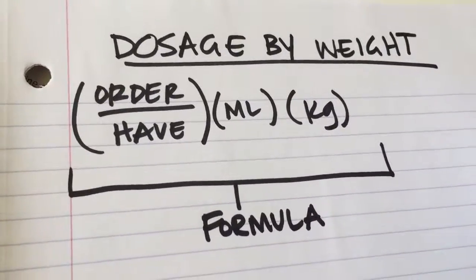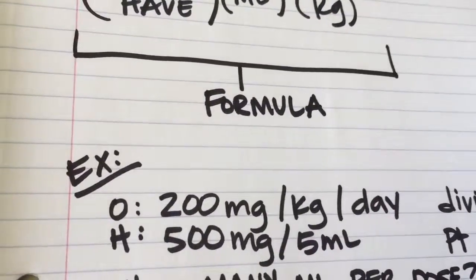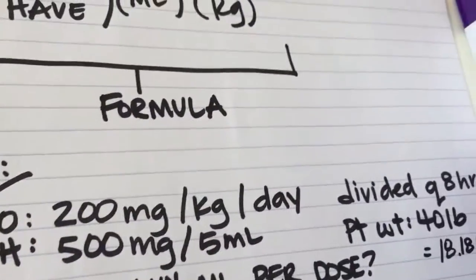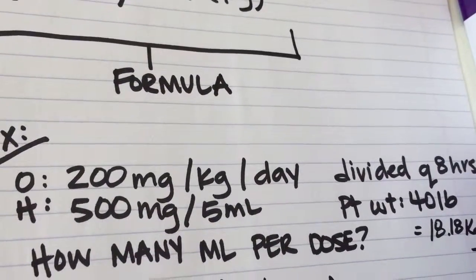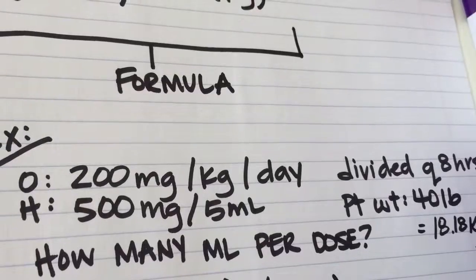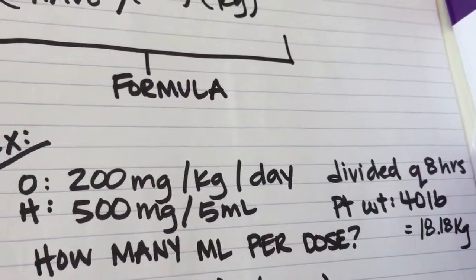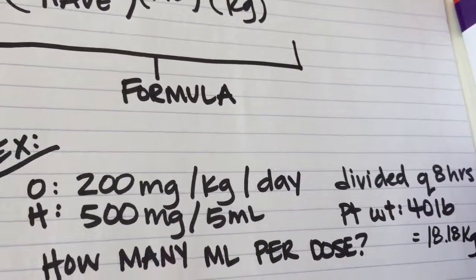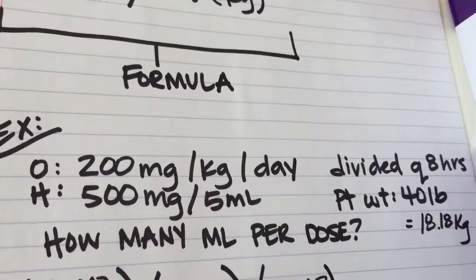So an example with all of these factors in there would be your order is 200 milligrams per kilogram per day, and that's divided every 8 hours. What you have on supply is 500 milligrams per 5 milliliters. Your patient's weight is 40 pounds. So first things first is to convert that 40 pounds into kilograms. That's what I did on the right there.